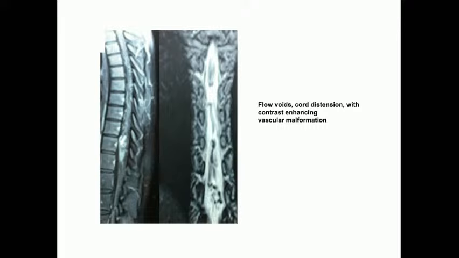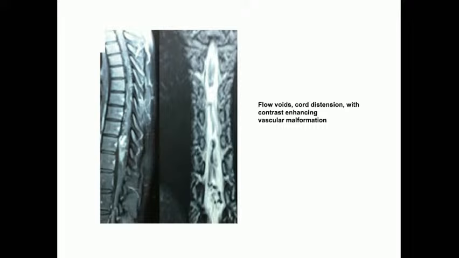The second very important thing is you might see some flow voids. So these black flow voids that you see, if you see them, then you please be careful. You must get a contrast study done. And when you get this contrast study done, you will see that there will be something. And then there's another very important thing. You may get cord atrophy and you may get cord dilatation. That's a very important thing that you look at. And when you get contrast, then you see all these enhancing veins which are in the center.